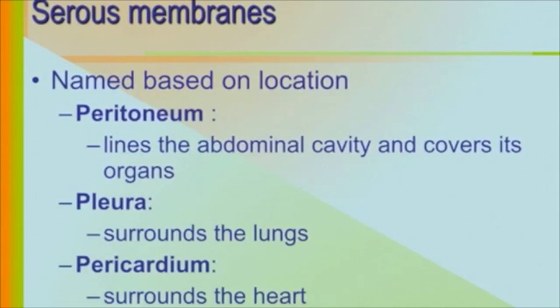Okay, serous membranes are named based on their location. The peritoneum covers the abdominal cavity and its organs. The pleura surrounds the lungs and the lining of the thoracic cavity that the lungs are contained in. And the pericardium surrounds the heart and its surrounding area.